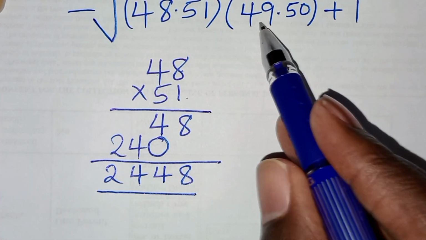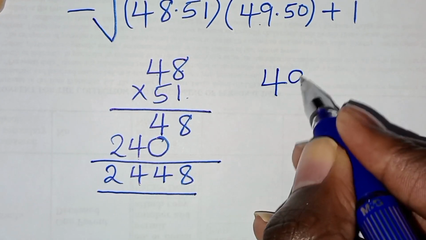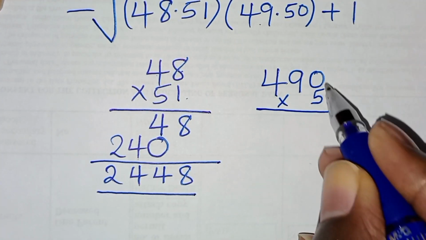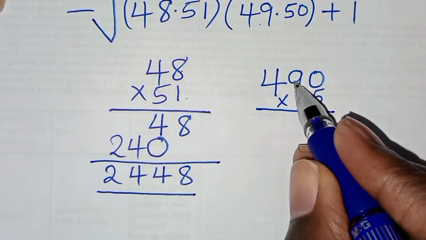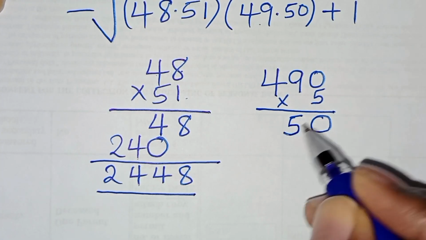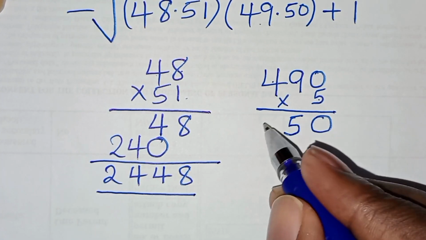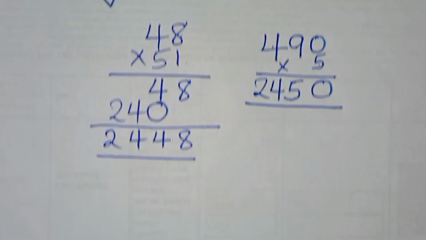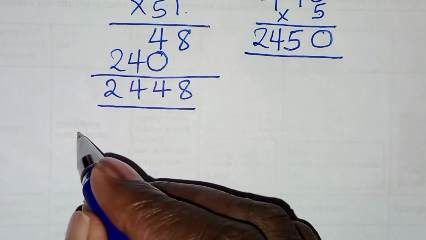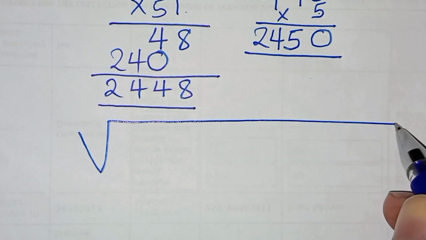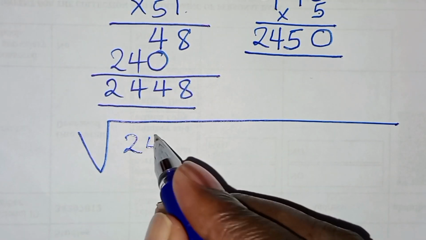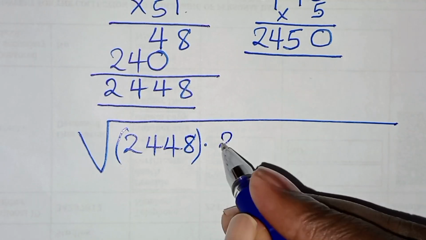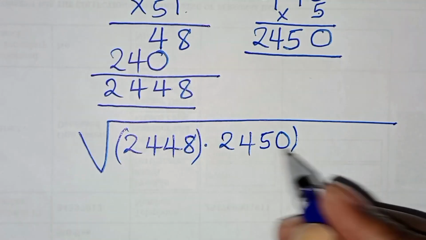The second part here is 49 times 50. Let's multiply here. So 0 times 5, this is 0. 9 times 5, this is 45. So 5 carry 4. Then 5 times 4, 20 plus 4, this is 24. So the next step is that we'll have the square root of 2448 multiplied by 2450.